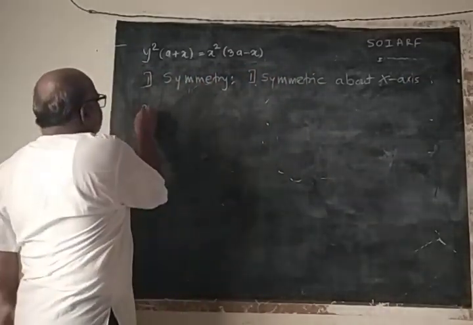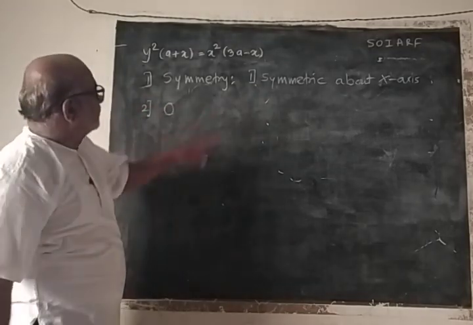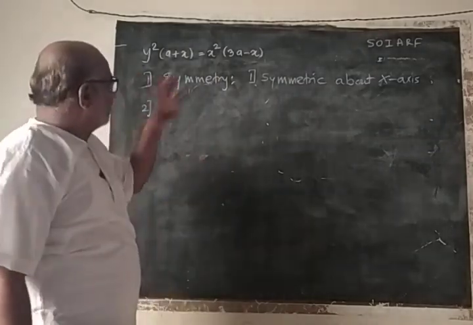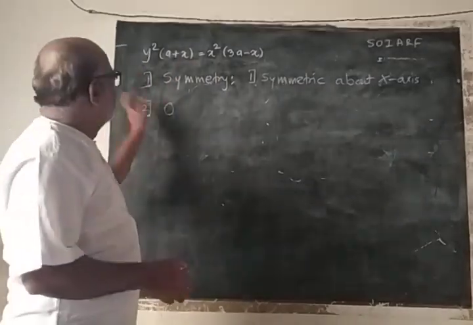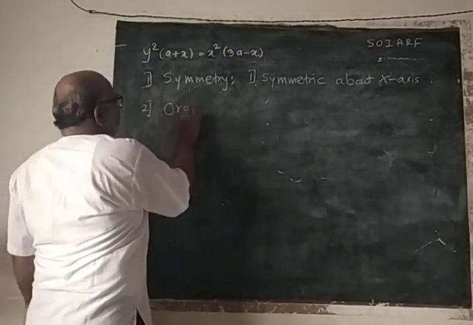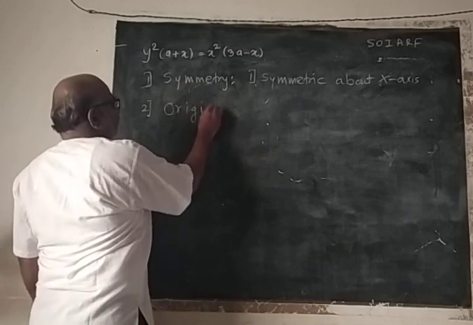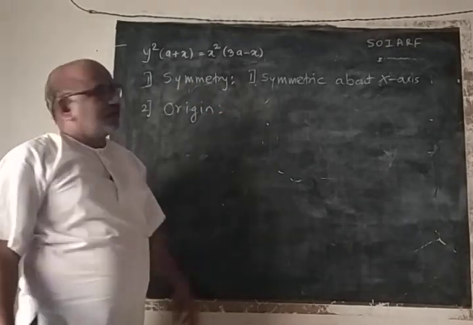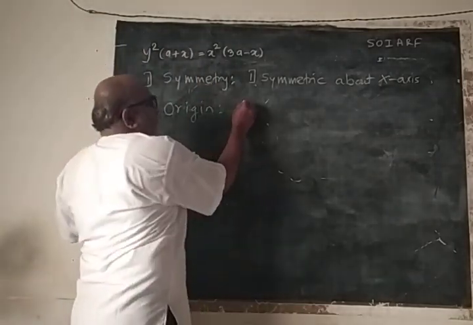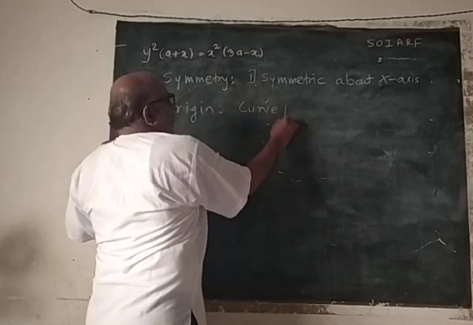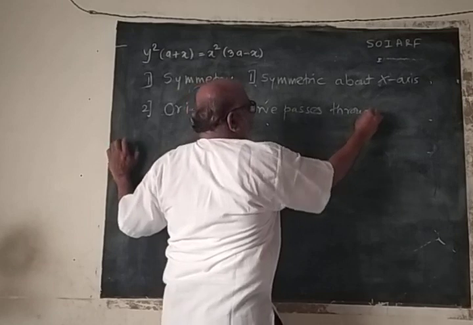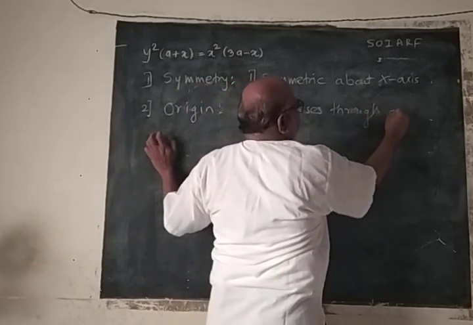Next thing is origin. There is no other symmetry. Just by observation you can say that the curve is not symmetric about y axis, and it is not symmetric about oblique asymptotes, etc. Now what about origin? As there is no constant term, the curve passes through origin.